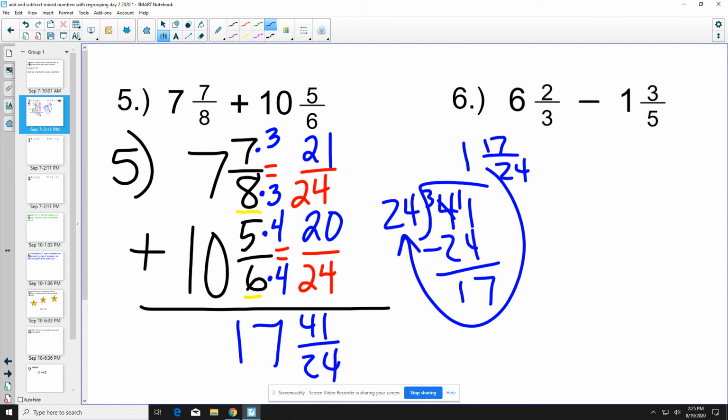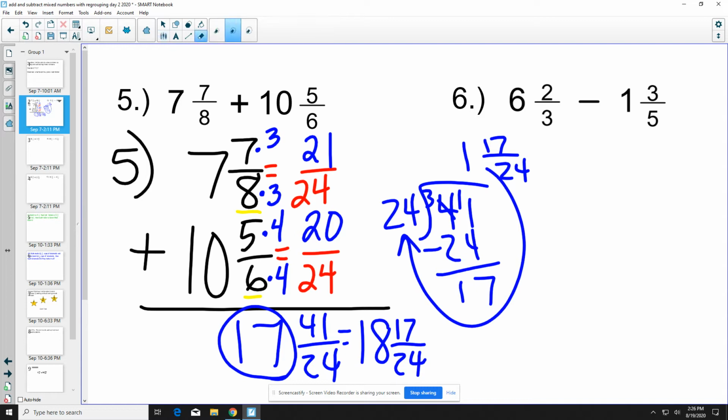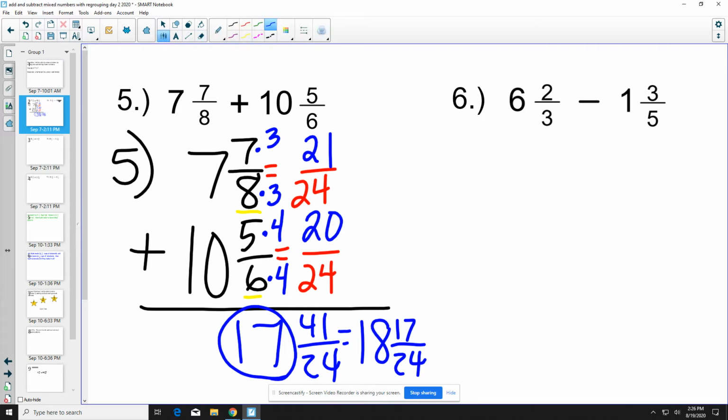But that's not my final answer, because look back here, I have the whole number 17. So what I'm going to do is add 17 and 1 together to get 18 and 17/24ths. Now I need to make sure it's in simplest form. The only numbers that go into 17 are 1 and 17, and 17 won't go into 24, so it is in simplest form. Okay. All right, write down number 6, but write it going vertically.